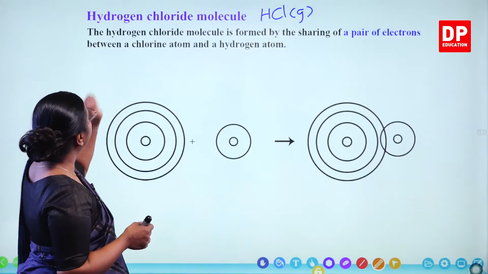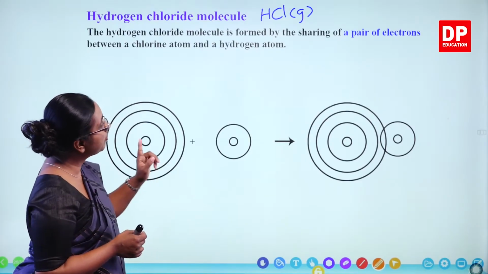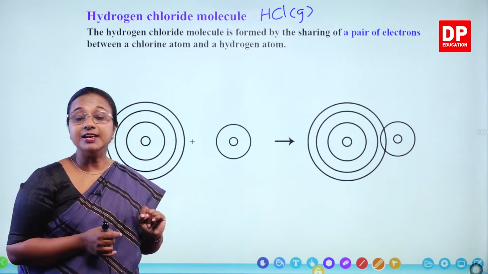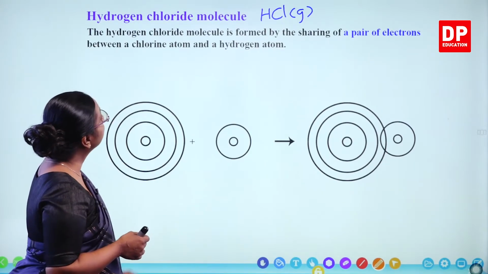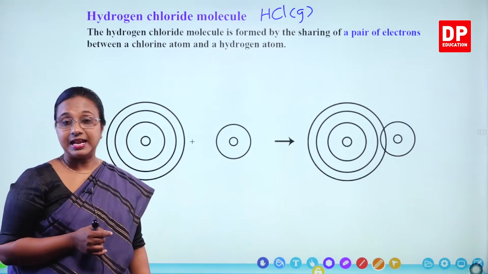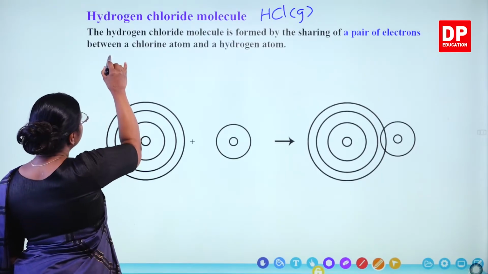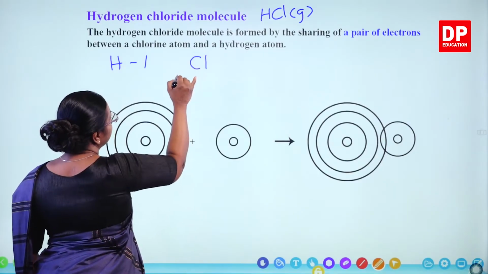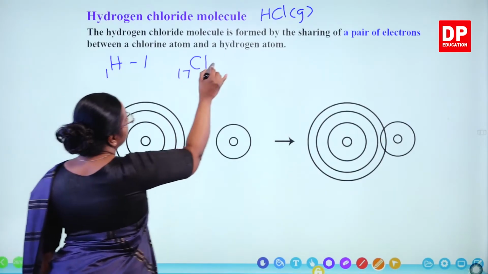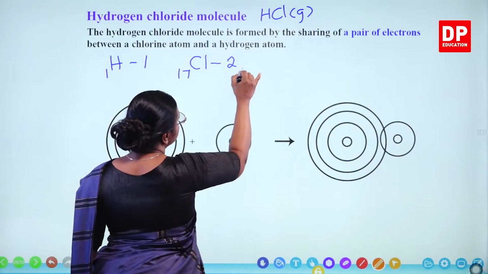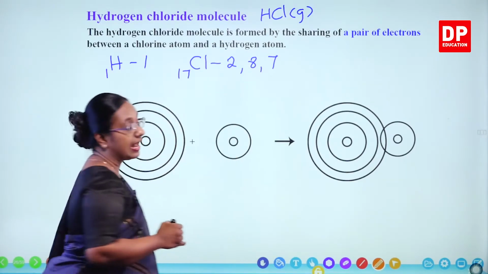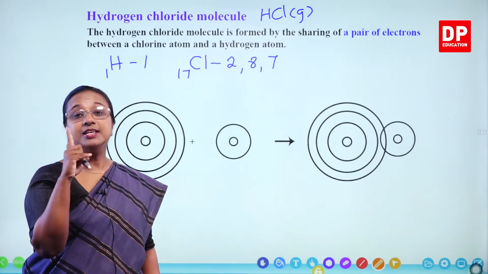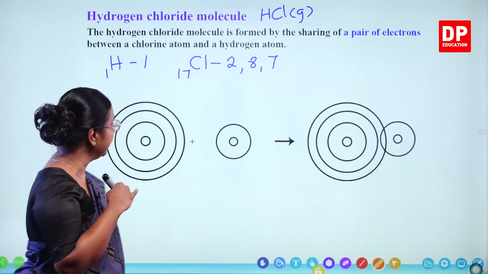So here, the hydrogen chloride molecule is formed by the sharing of a pair of electrons. So it's only one bond between a chlorine atom and a hydrogen atom. Again, very easy to understand. Hydrogen only has 1 electron, whereas chlorine, it's 17. Here if you write the electronic configuration 2, 8, 7 and it belongs to group 7, valency 1. So they will both form one covalent bond between them.